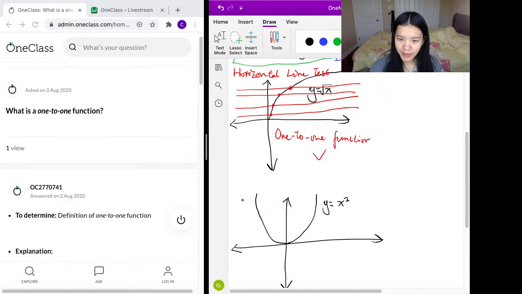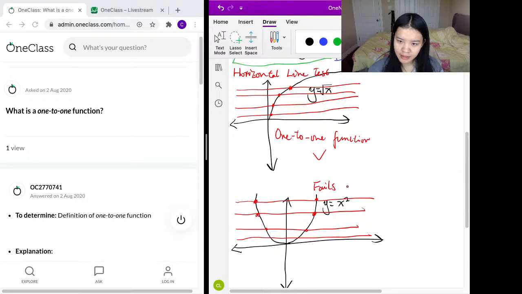And from now, if you employ the horizontal line test, you would see that the horizontal lines intersect the curve at more than one point. So you can see here, it intersects the curve at 2 points, at 2 points, at 2 points. This means the function y equals x squared fails the horizontal line test. And the graph y equals x squared is not a one-to-one function.